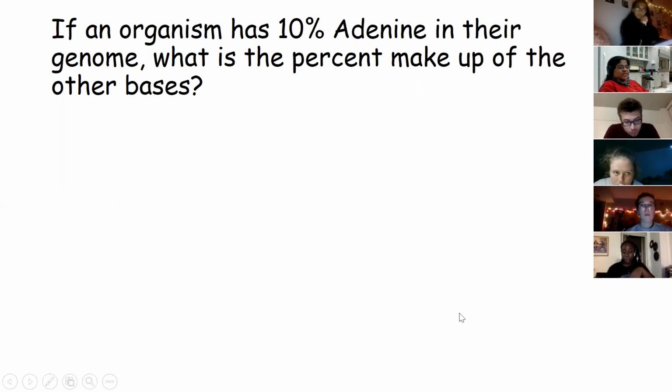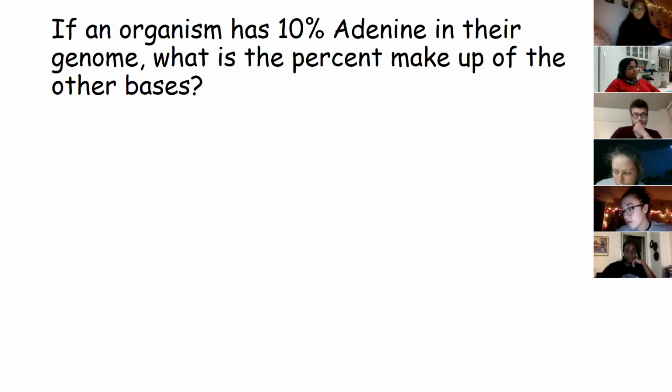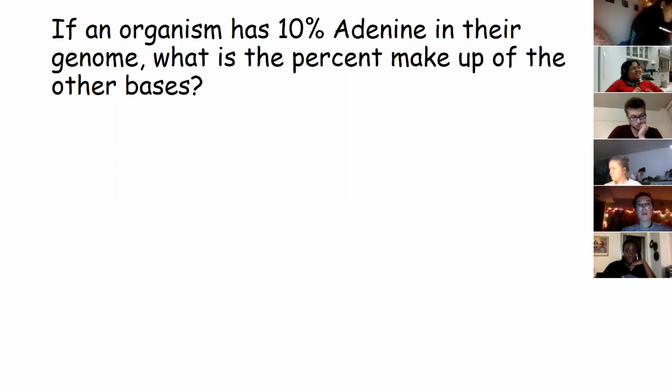Next, we go on to this question. If an organism has 10% adenine in their genome, what is the percent makeup of other bases? Wouldn't it be 40, 40, 10? Yes, the answer is correct, but why? It'll be my favorite question throughout the semester, so why? Why is the answer 40, 40, 10? Because it's a percentage, and when you add them, you get 100.